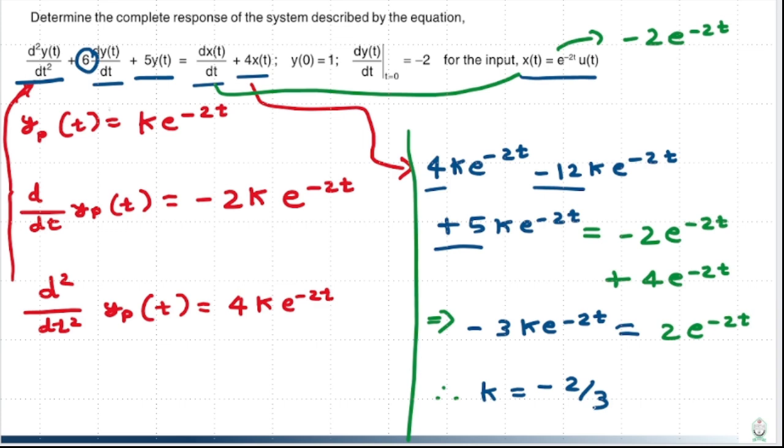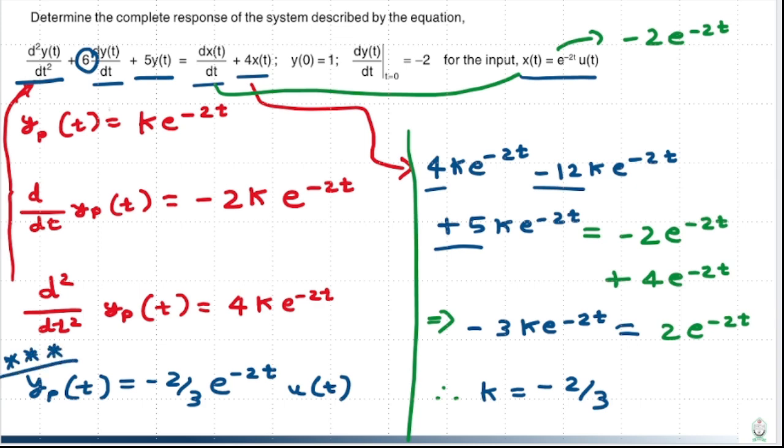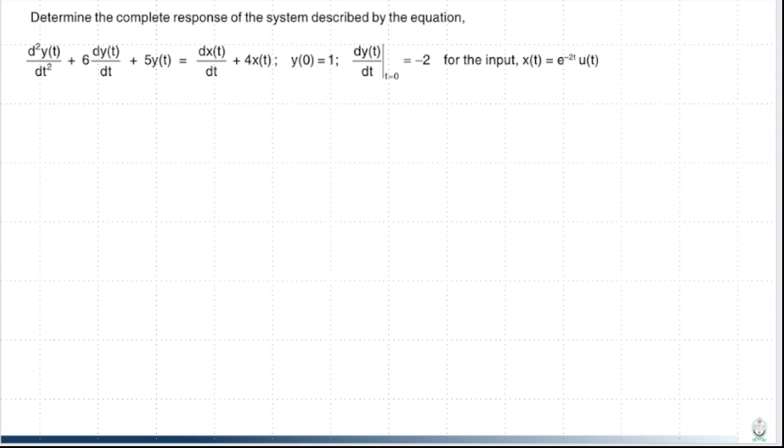So with this discovery, we can say that the particular solution of this differential equation is minus 2/3 e to the power minus 2t. And obviously this is available for t greater than 0, which we can represent by multiplying the whole thing by u(t). So this is our particular solution.